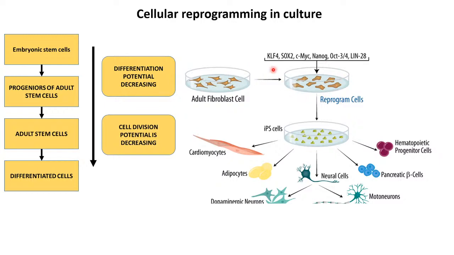iPSCs, by expressing these proteins which are specific to embryonic stem cells, like KLF4, SOX2, CMYC, Nanog, OCT3/4, Lin28, which I have already explained yesterday. You get the reprogrammed cells, which we are calling iPS, induced pluripotent stem cells. And these cells can be redifferentiated into cardiomyocytes, adipocytes, neurons, neural cells, then pancreatic beta cells, hematopoietic progenitor cells and all. So this is one of the specialized cell cultures which people are doing.